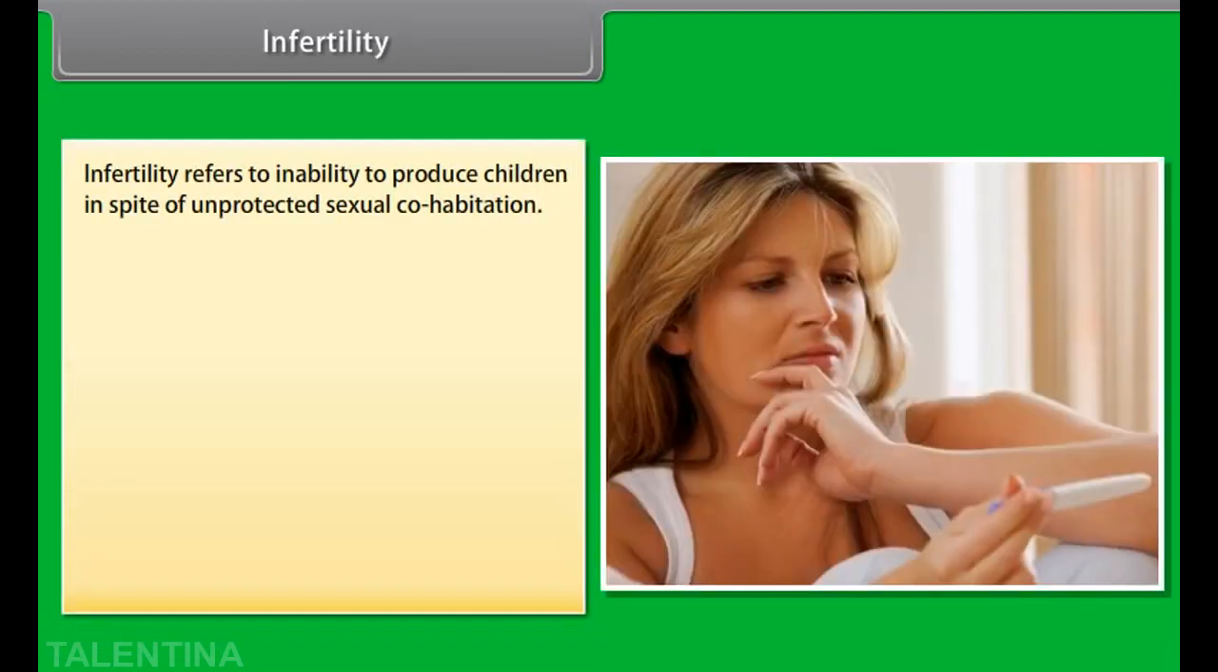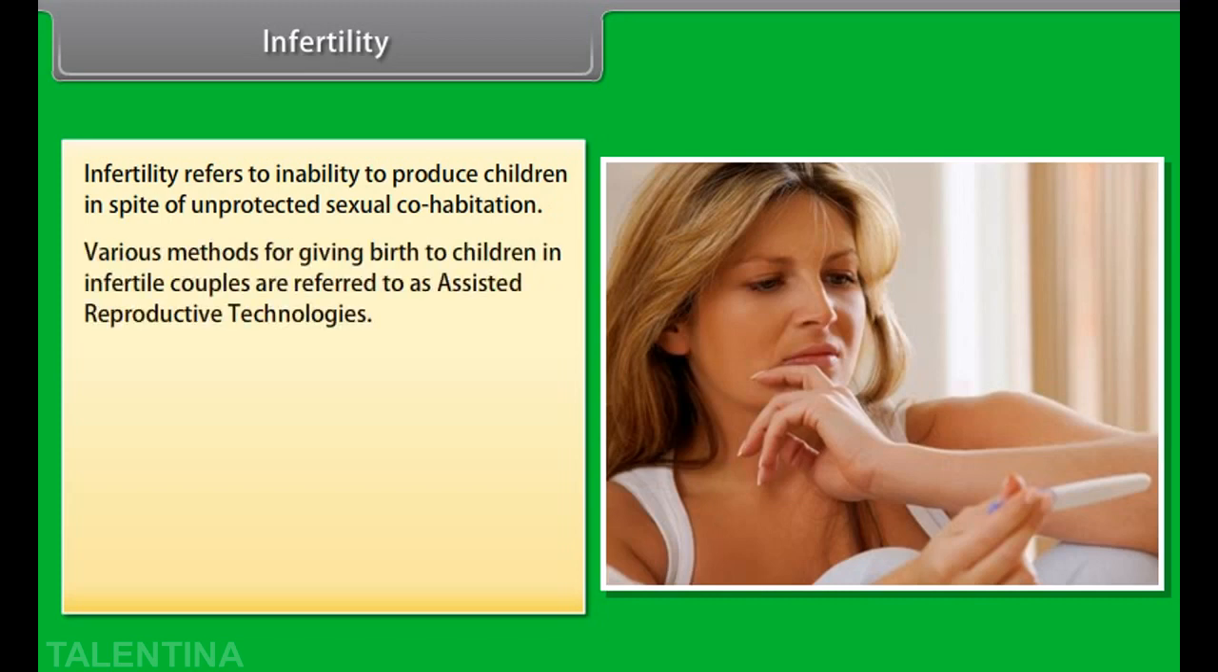Infertility. Infertility refers to the inability to produce children in spite of unprotected sexual cohabitation. Various methods for giving birth to children in infertile couples are referred to as assisted reproductive technologies.